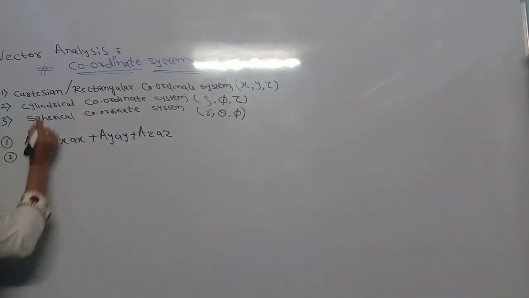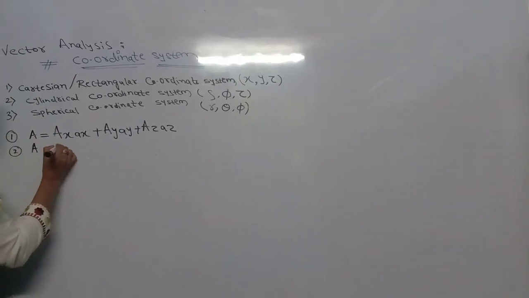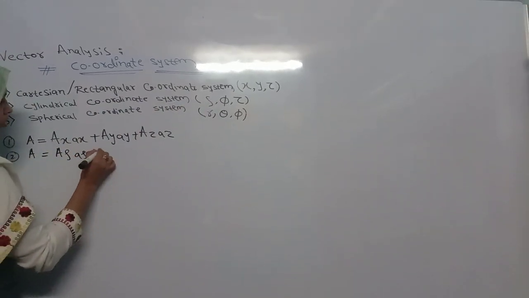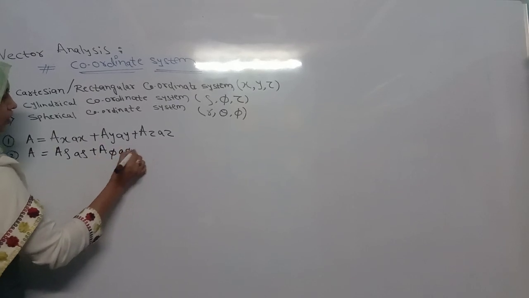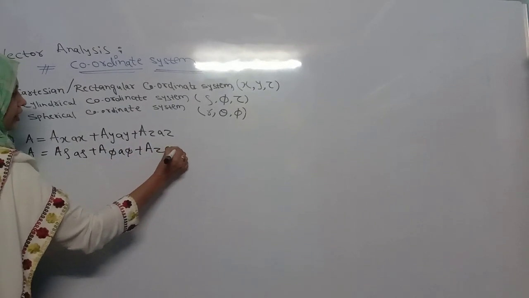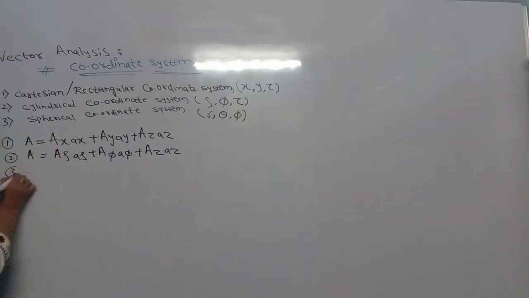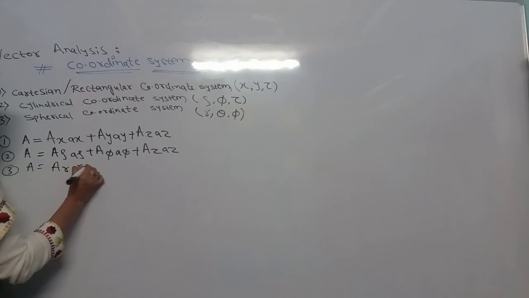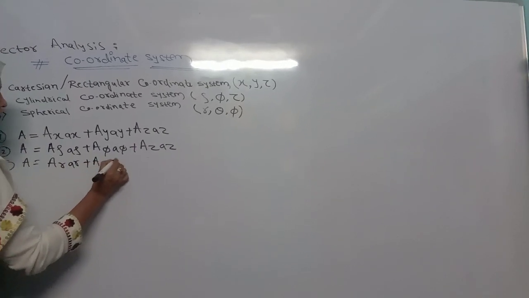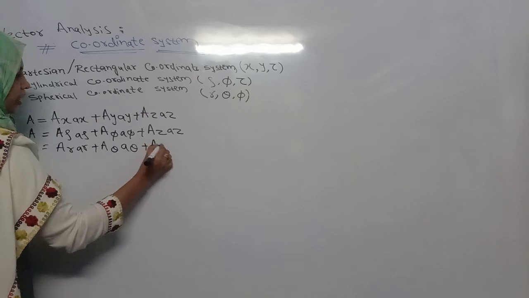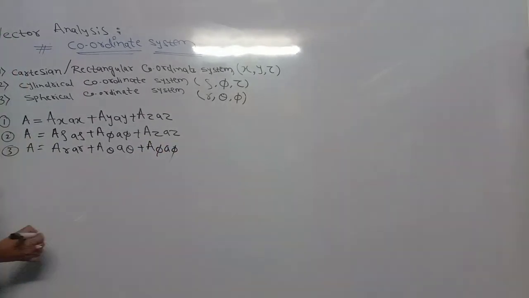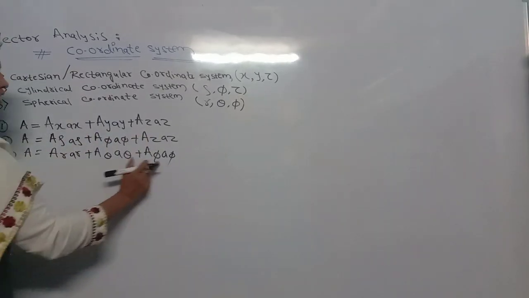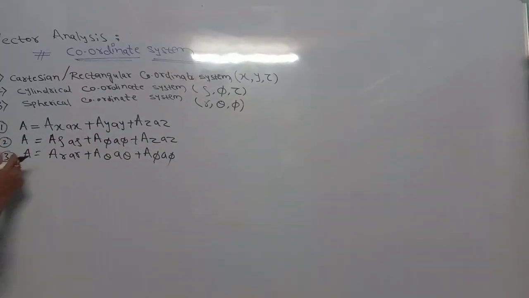Similarly, if you are writing for the cylindrical coordinate system, how can I write it? I know very well my points are a rho, a phi plus az. Now go towards the third, the spherical coordinate system, and my points are ar, a theta, and a phi. So x, y, z; rho, phi, z; rho, theta, phi. Getting it?